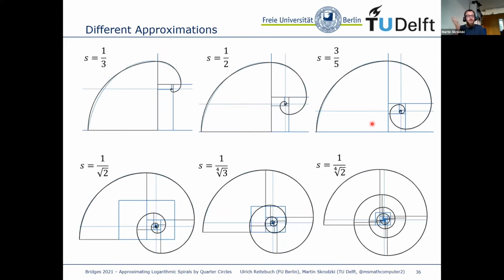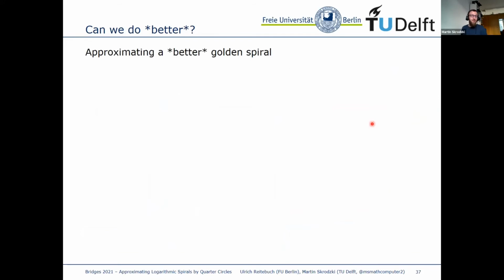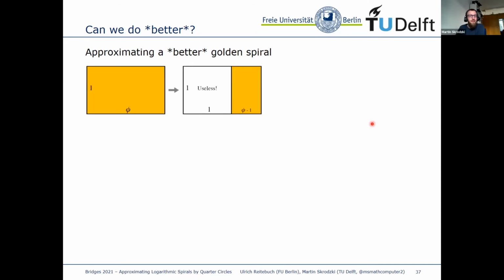So what can we do with that? And the question is always, can we do better? And maybe can we start and approximate a better golden spiral, better than the traditional? And where does this better come from? Well, the better golden idea comes from this observation. If you start with your golden rectangle, having side length 1 and side length a golden ratio on this side, and you split it into the square, as we've seen before, and a smaller golden rectangle, then this is useless.